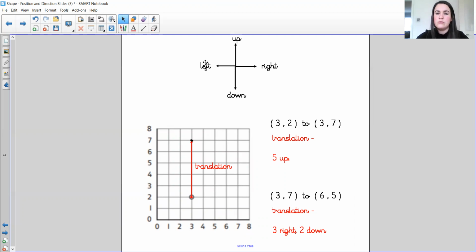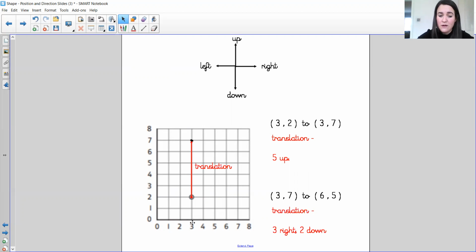Now I'm going to introduce you to a new word. We've got our coordinates here. Yesterday we were going from one coordinate to another, and the movement between those coordinates is called a translation. My turn, translation. Your turn. Perfect. Translation is the movement between two coordinates.